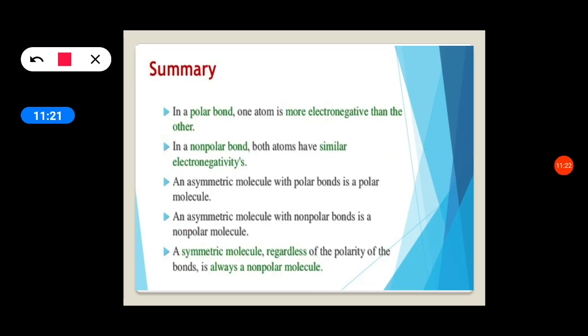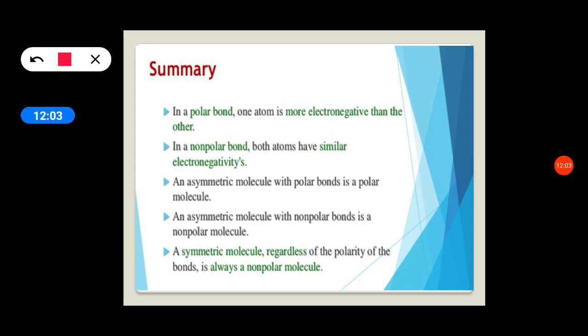So in that we studied about polar and non-polar covalent bonds. In a polar bond, one atom is more electronegative than the other. In a non-polar bond, both atoms have similar electronegativities. An asymmetric molecule with polar bonds is a polar molecule. An asymmetric molecule with non-polar bonds is called a non-polar molecule. A symmetric molecule, regardless of the polarity of the bond, is always a non-polar molecule.